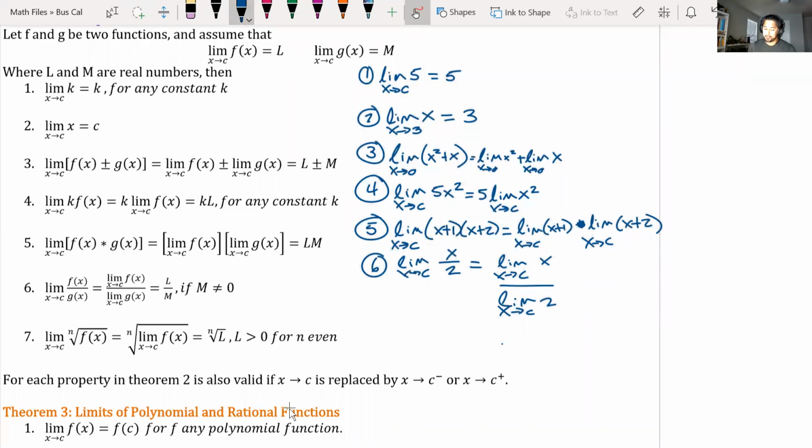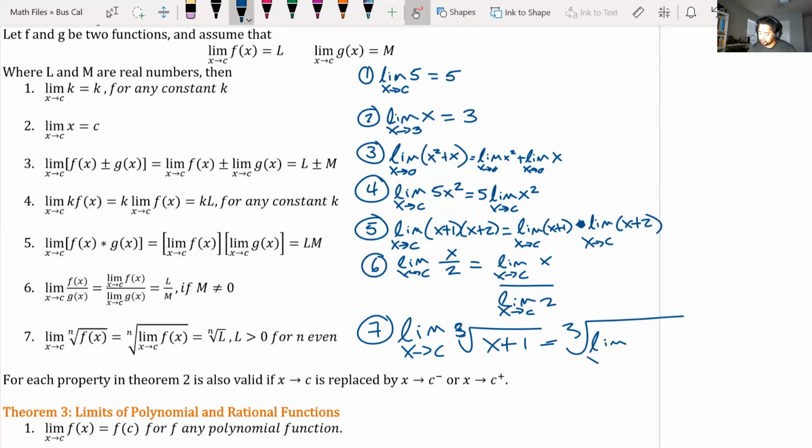Okay. And then 7 says the limit can be applied into any type of radical. So it says the limit of the nth root of f of x can be made into the nth root of that limit. So you take that limit and apply it into that radical. So number 7, if I said the limit as x approaches some number c of the cube root of x plus 1, I can just rewrite this as the cube root of the limit as x approaches c of x plus 1.